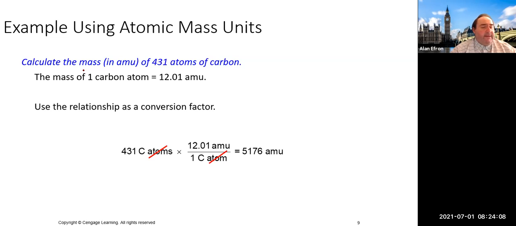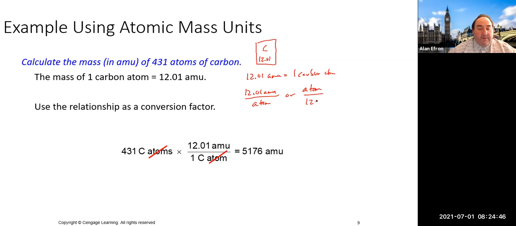So if we did want to calculate the mass in AMU of 431 atoms of carbon, we would go to the periodic table. And again, as I mentioned before, we can use that number on the bottom there as how many AMU there are in a carbon atom. There's basically 12.01 AMU in one carbon atom. It really does give us two conversion factors. We could do 12.01 AMU per atom. We could also flip it around, put the atom up on top, per 12.01 AMU.